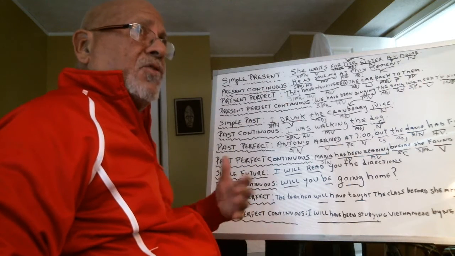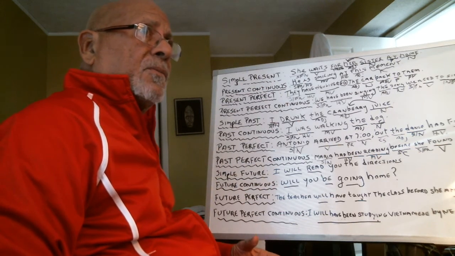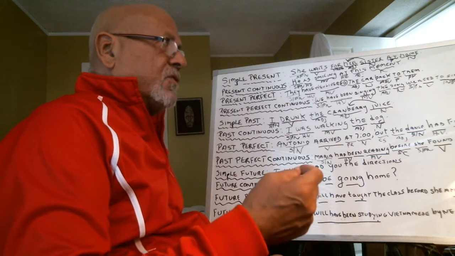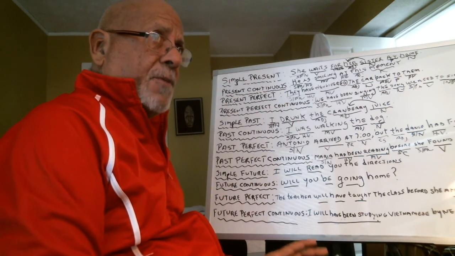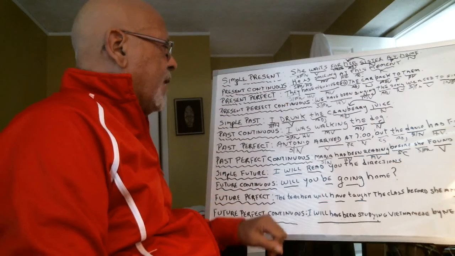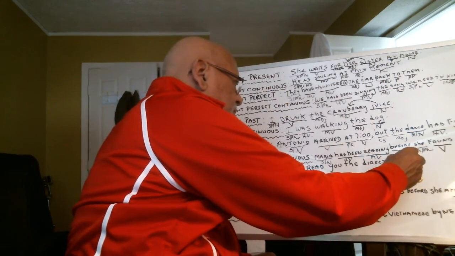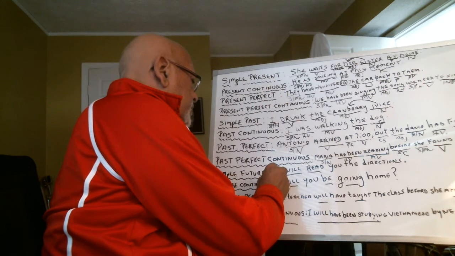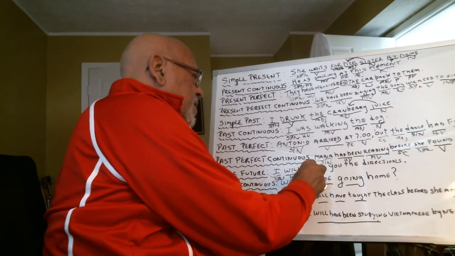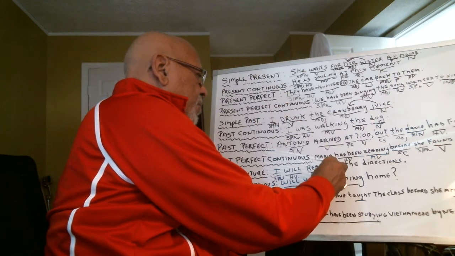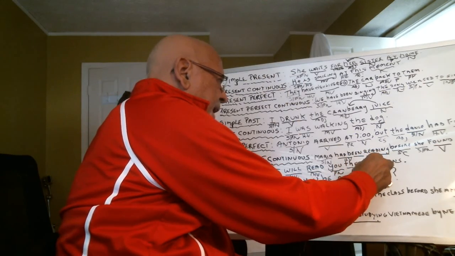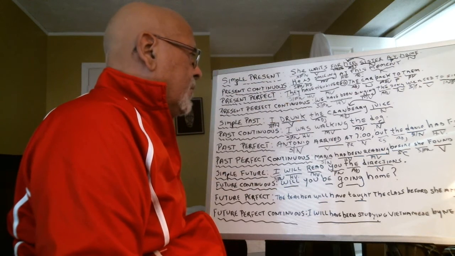So now we're going to go into another tense. The future tense. Simple future. In the future tense, will always be a helping verb, some form of will. Simple future, I will read you the directions. I, subject pronoun. Will, helping verb. Read is going to be your main verb. You, pronoun. The, adjective. Directions, noun. I will read you the directions.